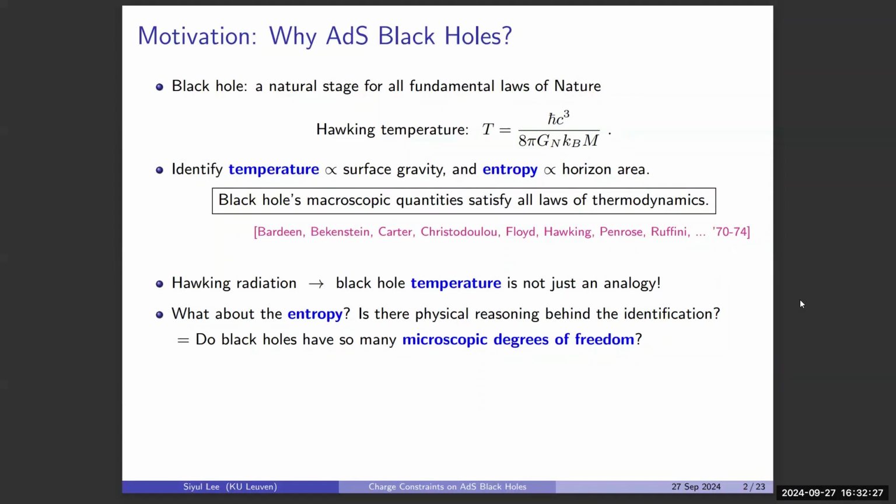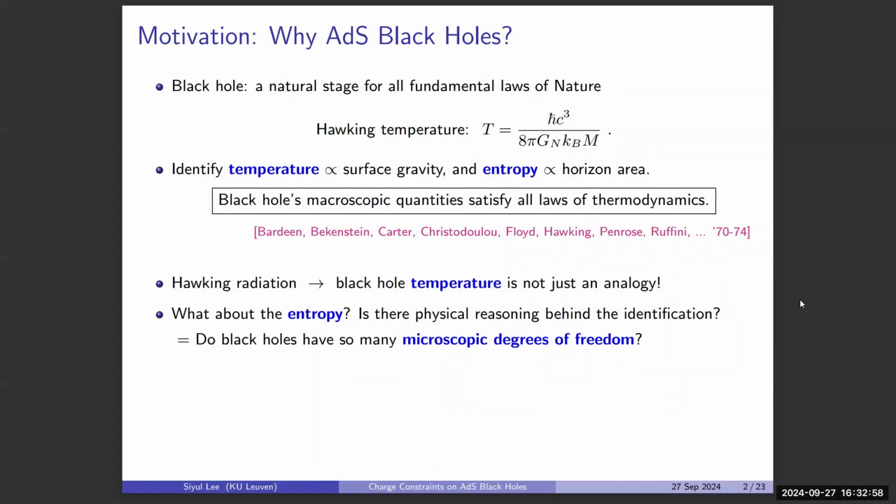Now, what about the entropy? We would like to now argue that entropy is also a physical, really thermal property of the black hole. Then the question is, what does it really physically mean for something to have an entropy? And the answer is the number of microscopic degrees of freedom. K, the Boltzmann constant, times the log of the number of microscopic degrees of freedom is the physical meaning of the entropy.